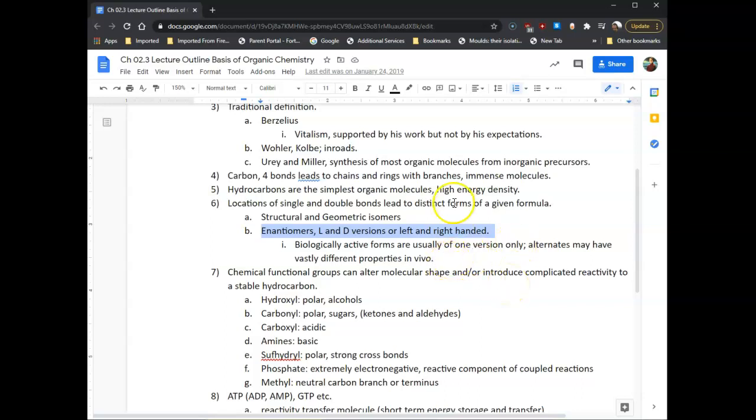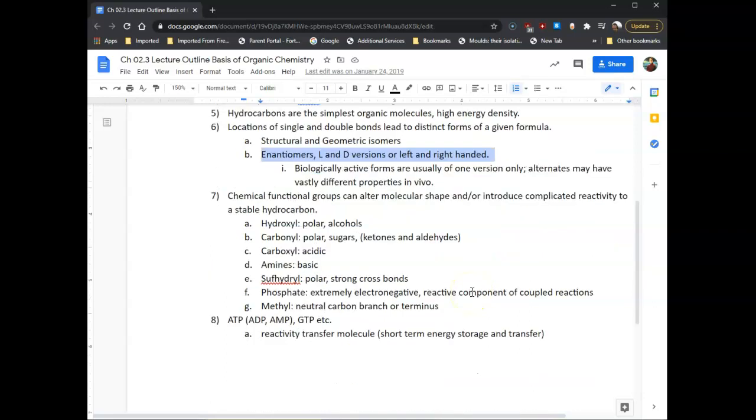And not just us, but all living things. All right. Then we spent some time going over the 7 chemical functional groups, so you must memorize these. These are arranged a little bit different. All of the polar ones are first. So these are all the ones that dissolve in water.